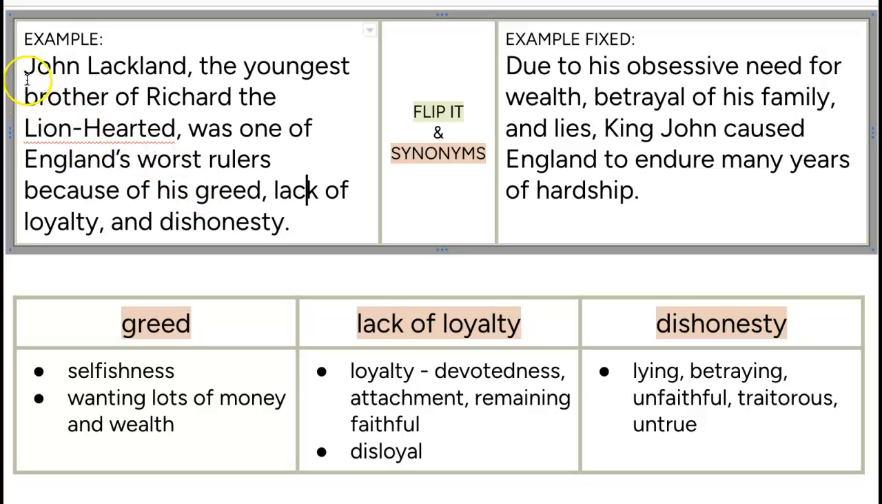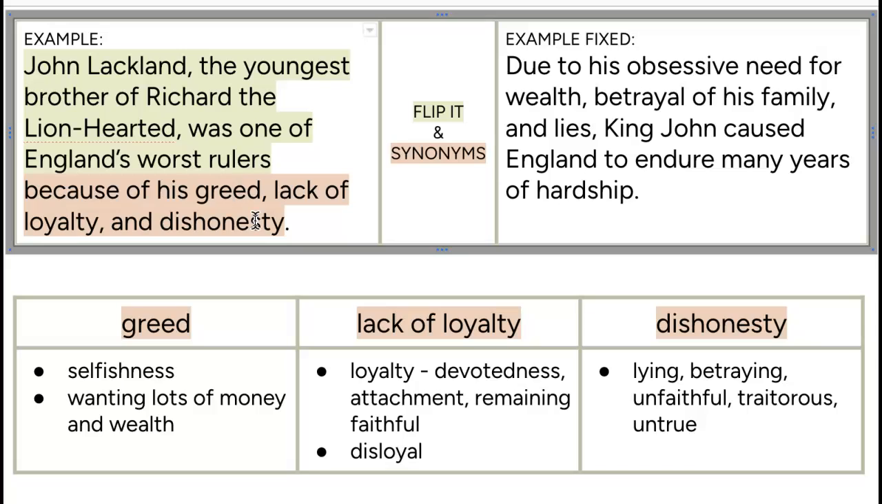So when we answer our prompt for a thesis statement, we first answer the prompt. And so this part right here is the part that answers the prompt. John Lackland, the youngest brother of Richard the Lionhearted, was one of England's worst rulers. So I'm going to highlight that in green because that's the part I want to try to flip. You'll notice it's at the beginning here. So when I rewrite it, I'm going to flip it and put it at the end of the sentence. And since my list here is at the end of the sentence, I'm going to flip it and put it at the beginning. The other thing I'm going to do is work on coming up with some synonyms.